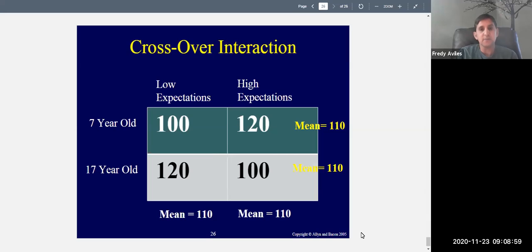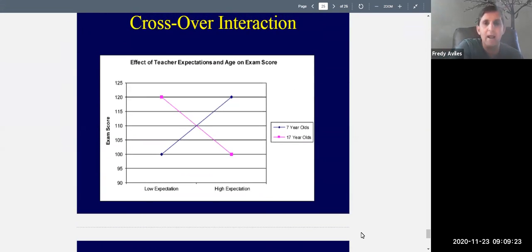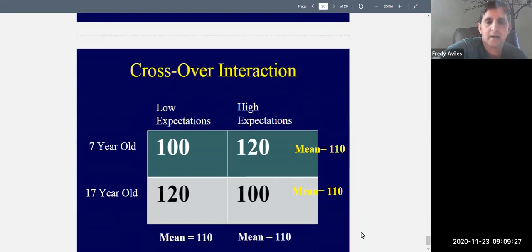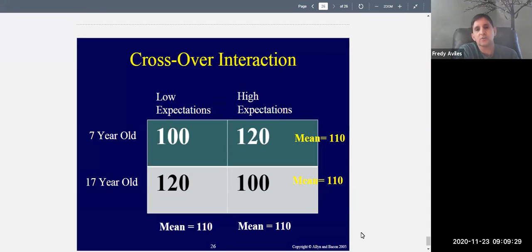Now, if we compare the differences in low expectations, 100 versus 120, and 120 versus 100, you might think, hey, the difference is the same there. Difference of 20, difference of 20, there's no interaction. But yes, there is an interaction, because in one case, it's a negative 20, and the other one, it's a positive 20. So you have to think, one is going down, the other one's going up. So there's an interaction, and the interaction is always easier to see with the graph, okay? And that's a special case of what's called a crossover interaction.